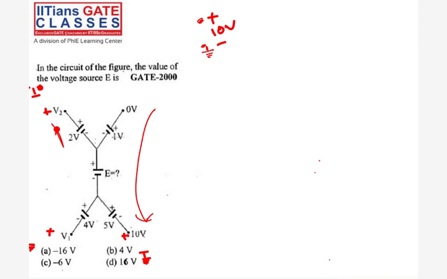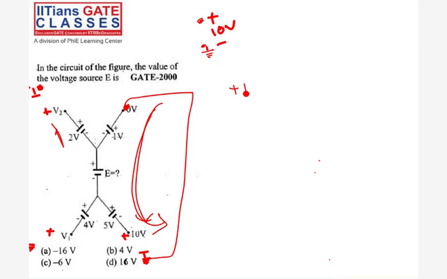So this is a loop. Why am I considering this as a loop? This 0 volt is connected here directly. Ground voltage is the same, so this is basically connected. So this is a closed loop. I can apply my KVL here. Starting from this point, if I apply KVL, what happens? This is plus 1, plus E, plus 5, plus 10 is equal to 0. So can you tell me what is E from this?